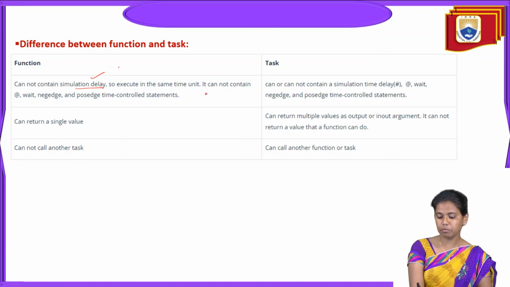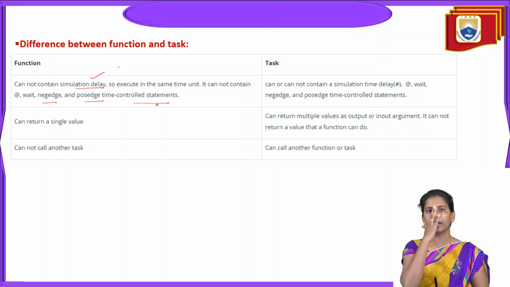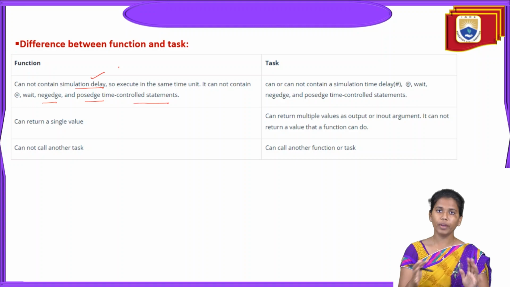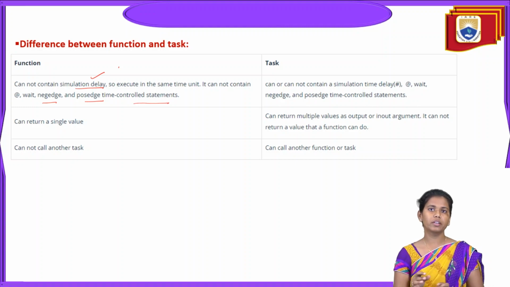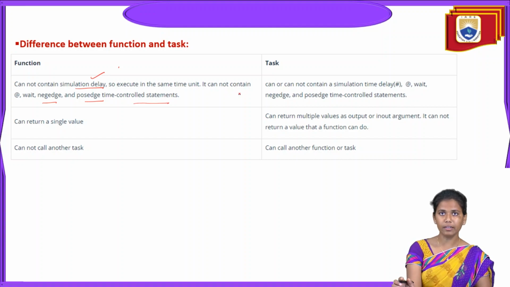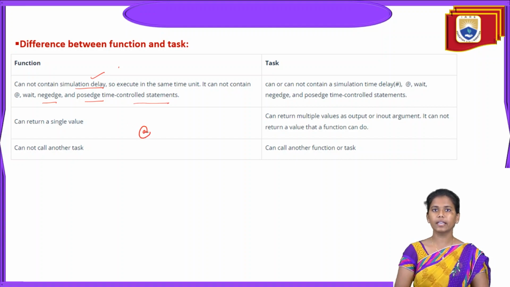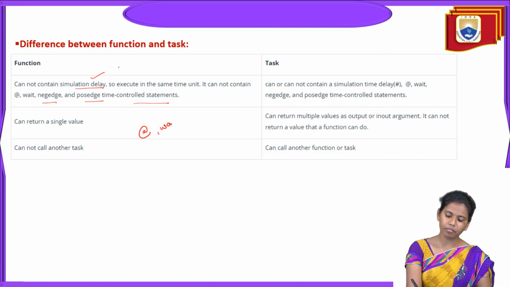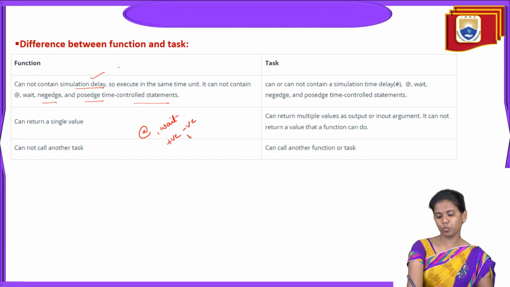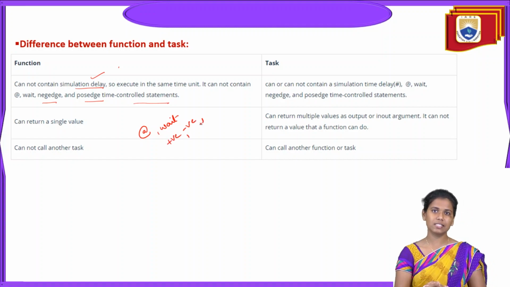So they execute in the same time unit, and they cannot contain at the rate, wait, negative edge and positive edge time control statements. So remember that in functions, nowhere will you see anything related to simulation delay, and they cannot contain at the rate, they cannot contain wait statements, and they cannot contain the positive edge and negative edge memory elements, right? You will see all these things in the memory element.